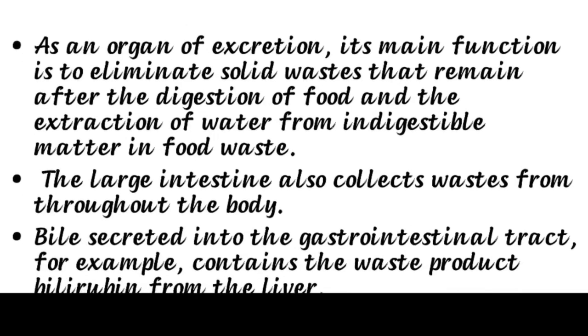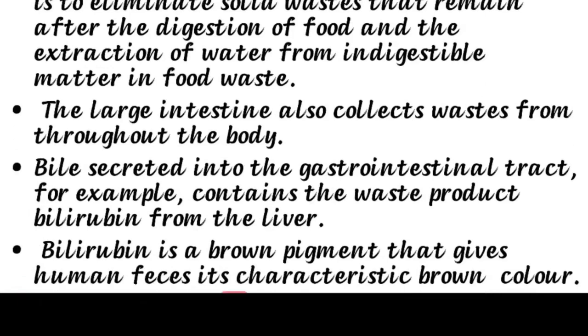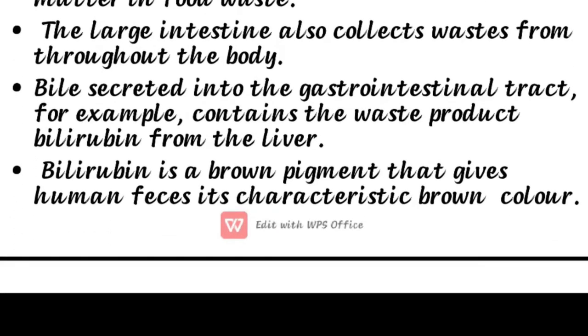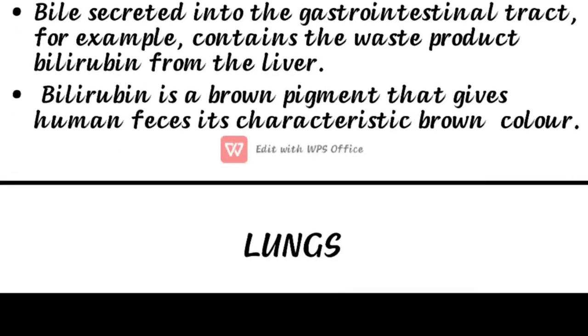So the other organs involved apart from the kidney are your lungs, skin, and liver. Bilirubin is a brown pigment that gives human feces its characteristic brown color. Okay, so this is the waste product. तो bile which is secreted from the liver, it contains the waste product bilirubin.